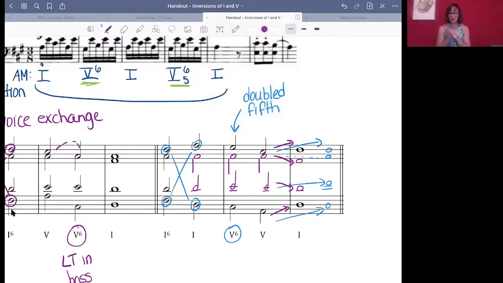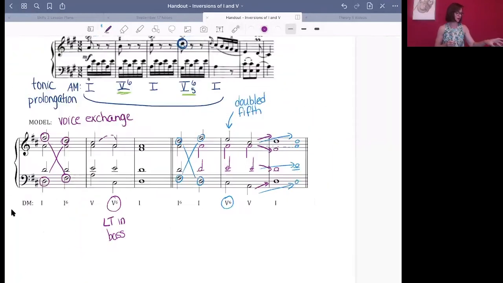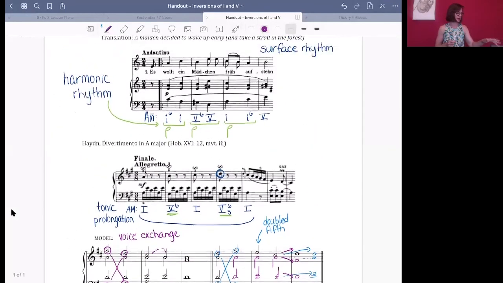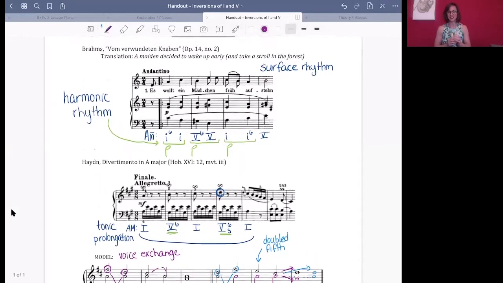Okay, in class on Wednesday, we are going to go ahead and tackle inversions of the 5/7, which we saw a preview of in the Haydn. But if you have any questions, come on into office hours and ask away. Otherwise, I will see you guys in class on Wednesday.